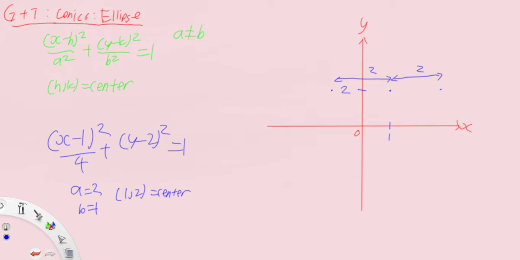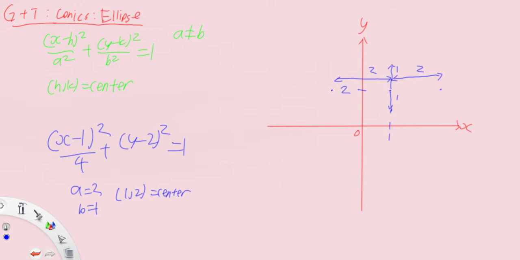On the same idea, we have the uppermost and lowermost points. But instead of looking at a, because the y coordinate deals with vertical movement, we look at the value of b, which is 1. As such, from the center to the bottommost point is 1 unit, and from the center to the uppermost point is 1 unit. That is the idea of having the values a and b.